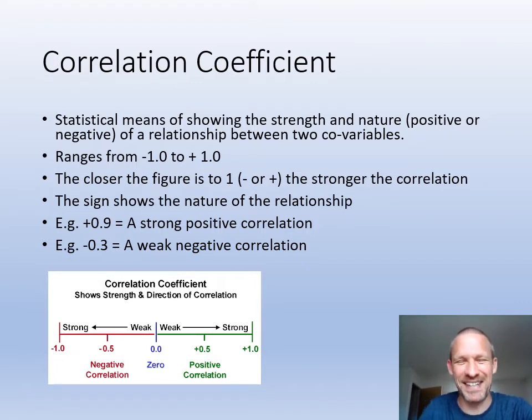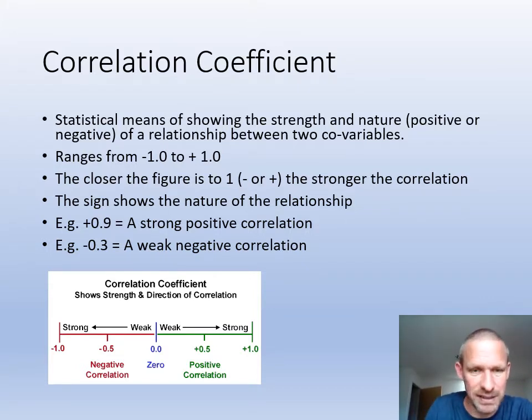As one goes up, the other goes up. -1 would be a perfect negative correlation. Not often you see that, to be honest. The closer the figure is to 1, be that +1 or -1, the stronger the correlation. The closer the figure is to 0, the weaker the correlation.